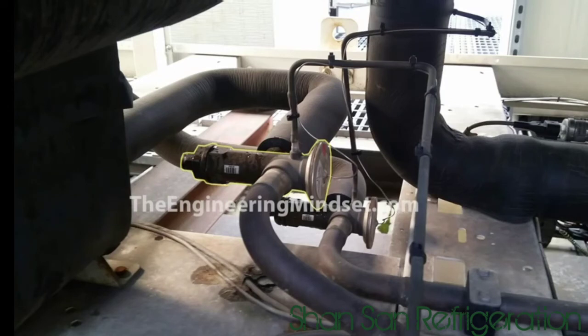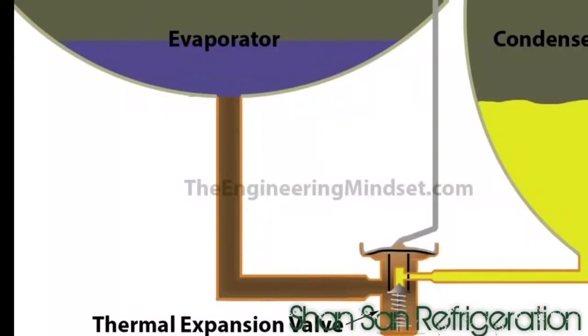Now these type of valves are usually found on smaller chillers. As they start to get larger, that's when they move over to the pilot operated valve to give much better control. So the thermal expansion valve is very similar to the pilot operated one, except that it hasn't got the main expansion valve there. The thermal expansion valve is the main valve in this type.